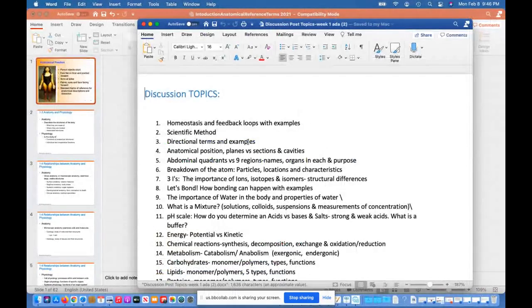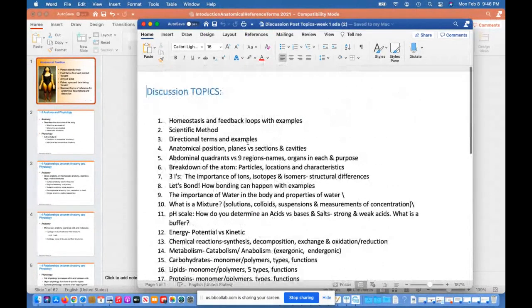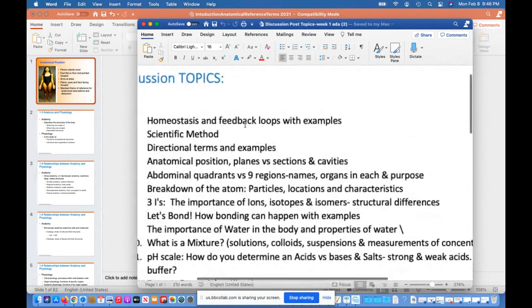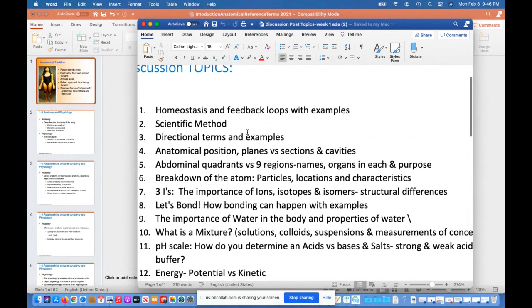There we go. So these are, let's see, how many topics? 39 topics. So maybe someone's going to take homeostasis and feedback loops. This is where you're going to be talking about what is this dynamic state of balance and positive and negative feedback loops, what they are, and give some classical examples.